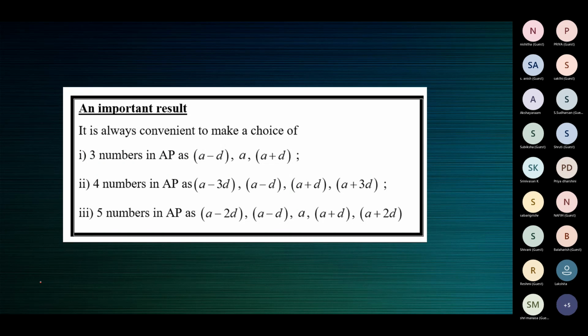No, they're not expansions. When you have to find 3 numbers in AP, let the first number be A minus D, let the second number be A, let the third number be A plus D. If you have to find 4 numbers in arithmetic progression, let the first number be A minus 3D, the second number A minus D, the third number A plus D, and the fourth number A plus 3D. These are the assumptions we have to make when we are finding the terms.